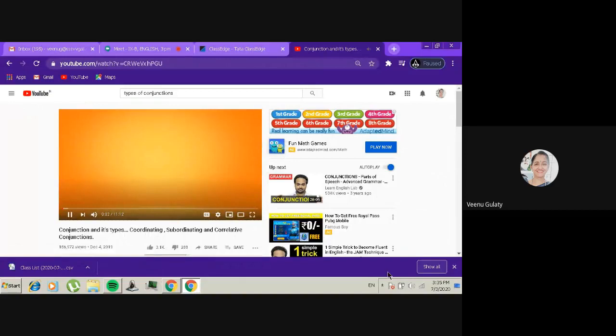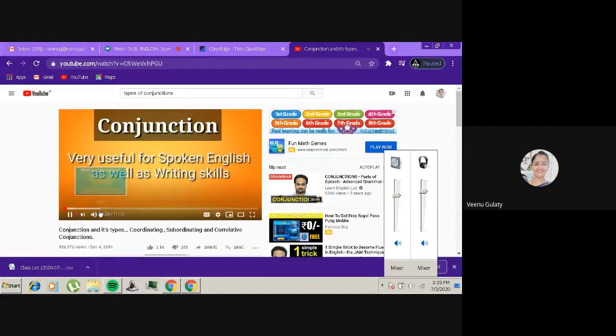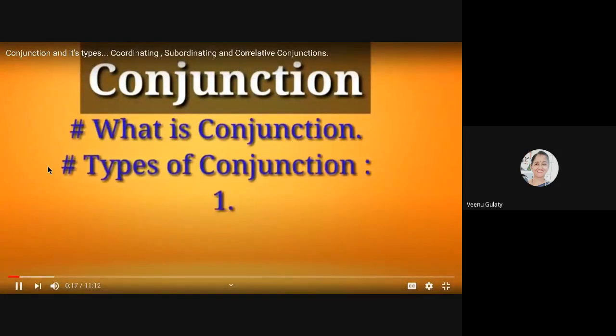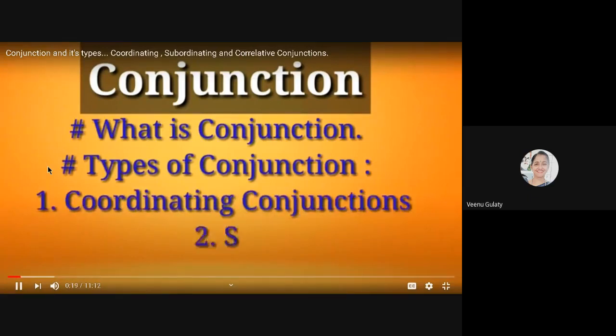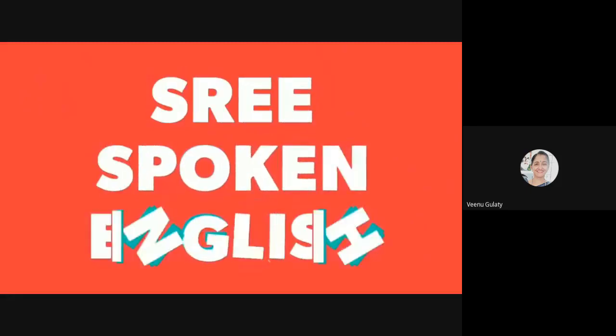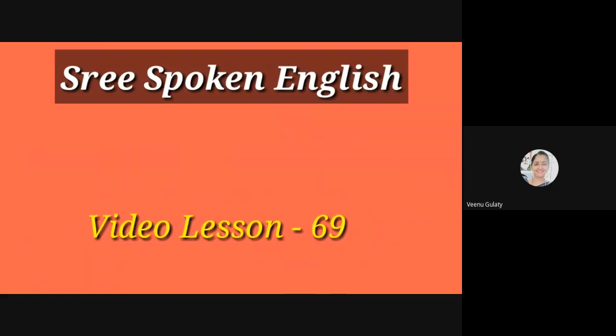Hello, friends. How are you all? In this video lesson, we are going to discuss a very exciting and useful topic, that is conjunction. Overall, we are going to discuss what is conjunction, the types of conjunctions: coordinating conjunctions, subordinating conjunctions and correlative conjunctions. These are very important, friends. Don't miss this video. Watch till the end. Welcome to Sri Spoken English. This is Srinivas and this is video lesson 69.